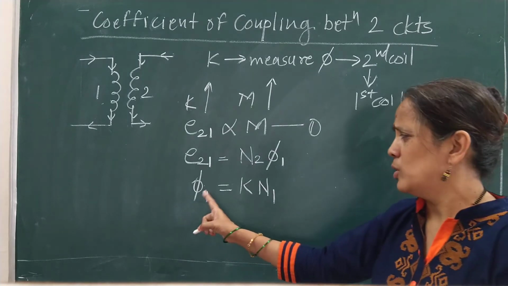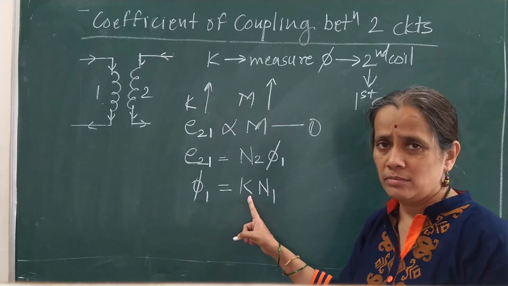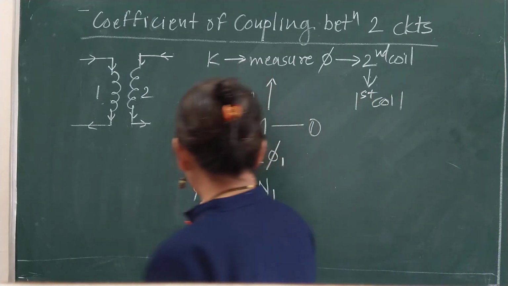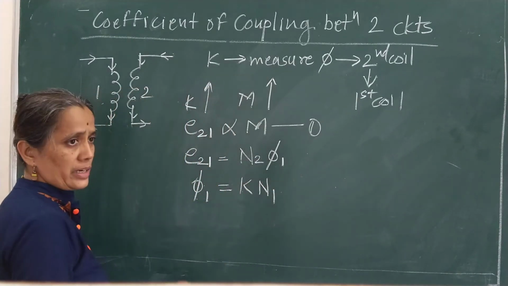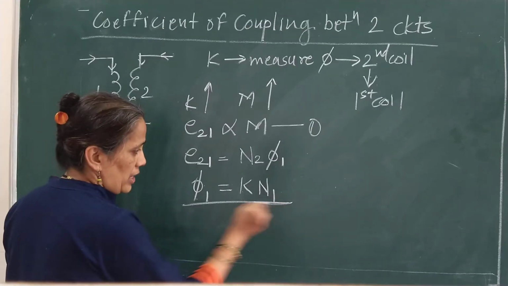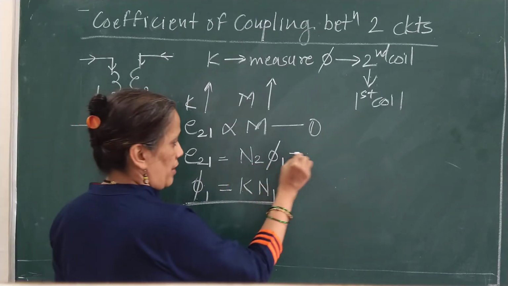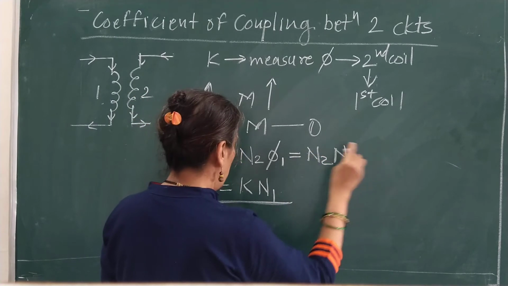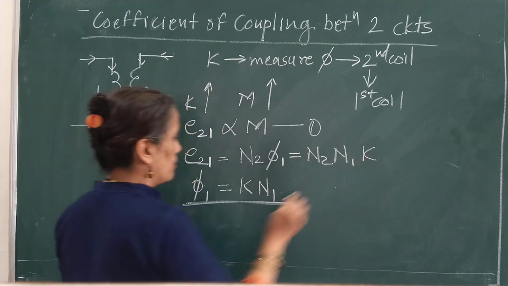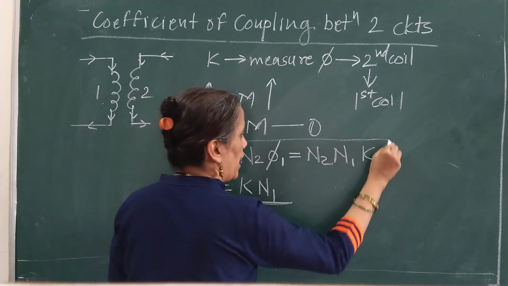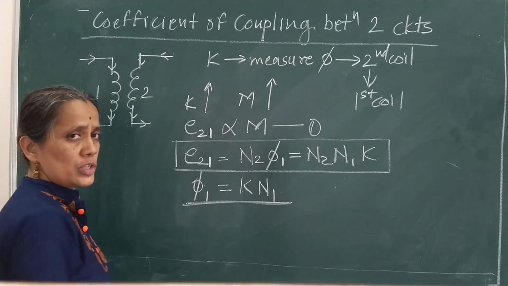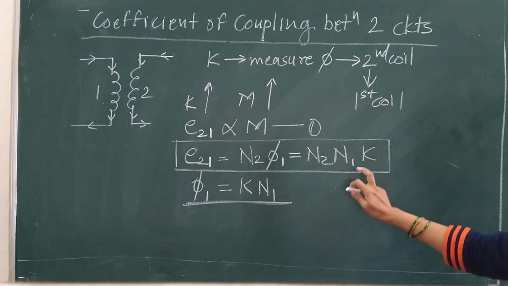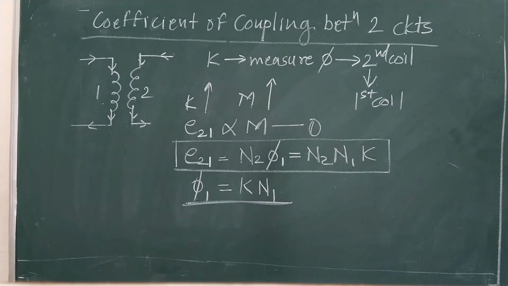Just now I told you that if the K value is more, your phi is more. So here phi 1 is equal to K into N1. If I put this phi 1 value in place of phi 1, I get N2 N1 into K. This is the induced EMF in the second coil.